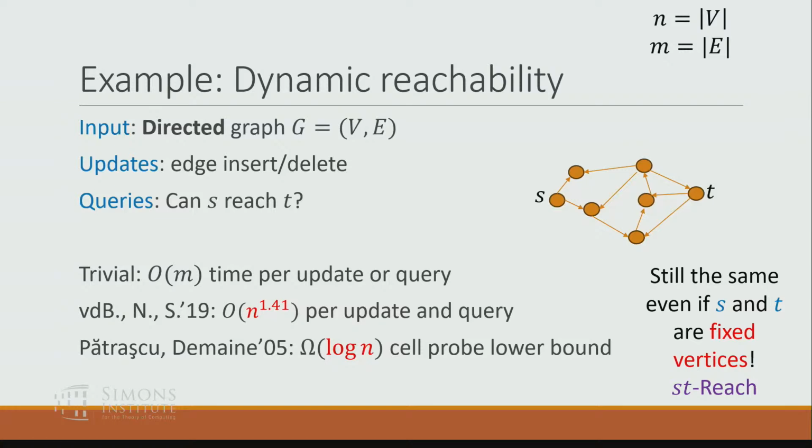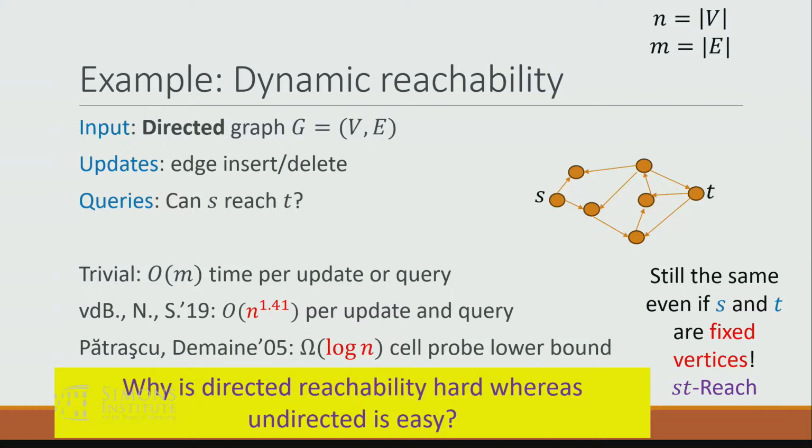Okay, so I call this ST reach. Maybe you have a different name for this problem, ST reachability. Why is directed reachability hard, whereas undirected reachability is easy? For the directed graph case, it seems like we're stuck at performing polynomial time updates, whereas in the undirected case, it's super easy, with the current techniques at least.